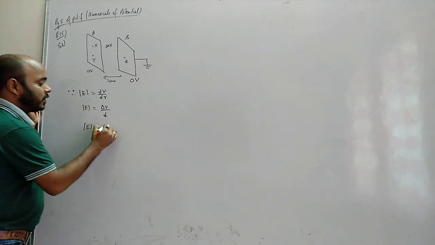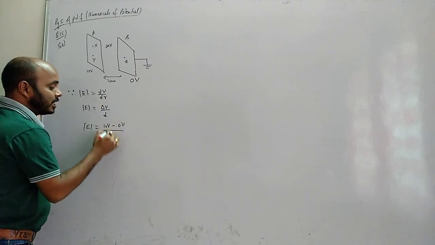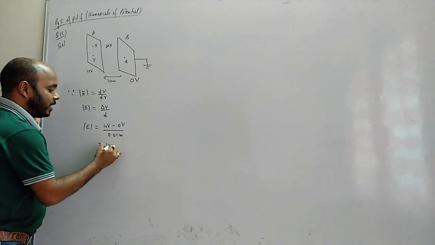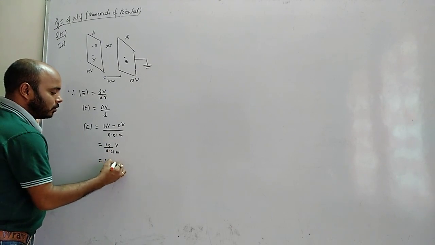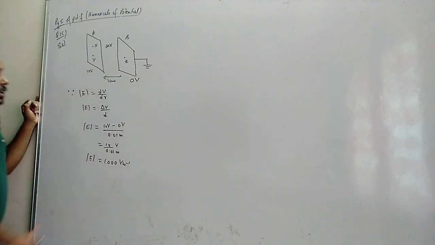Now what is the potential difference? 10 volt minus 0 volt. What is the separation? 1 centimeter, that is 0.01 meter. So that is 10 by 0.01 meter. How much did you get? 100 volt per meter. This is the magnitude of the electric field.